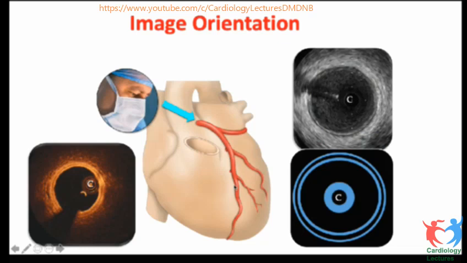Okay, how does a normal vessel appear on OCT and IVUS imaging? Both look alike except for the higher resolution images with OCT. So the normal vessel has two parts.